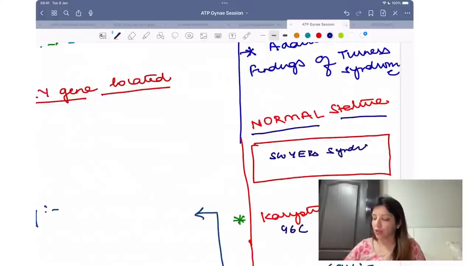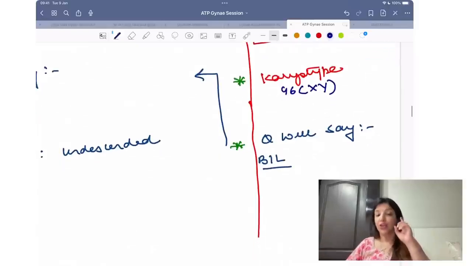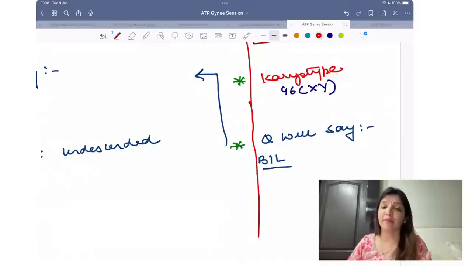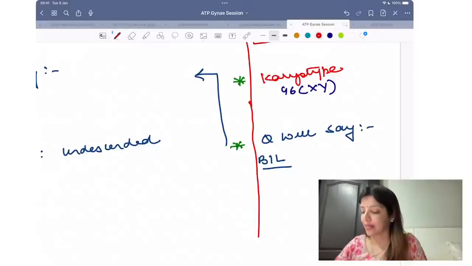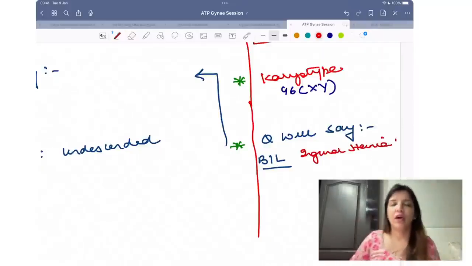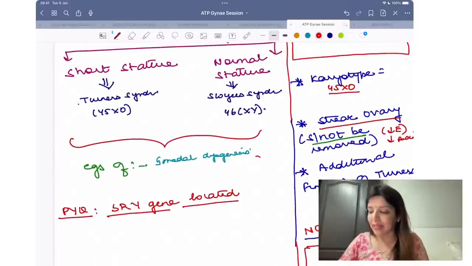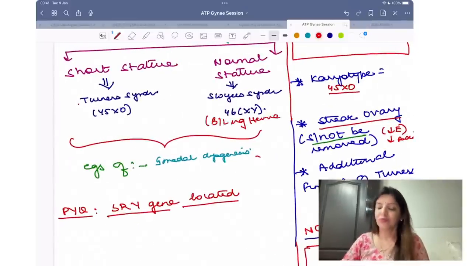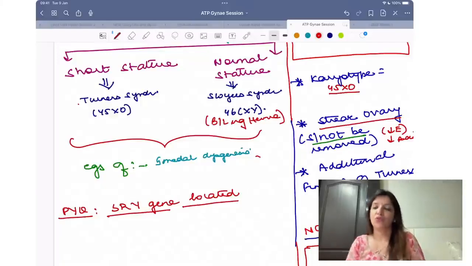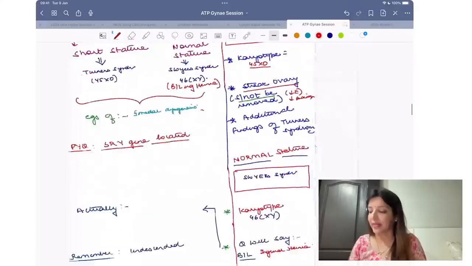In Swyer syndrome, karyotype is 46XY. As I told you, any male who is coming to you with primary amenorrhea, your question will always say that there is bilateral inguinal hernia. Always in the question bilateral inguinal hernia will be given. So whether short stature tells you it is Turner's, or bilateral inguinal hernia tells you it is Swyer's. Is that clear to all of you? Short stature means Turner's, bilateral inguinal hernia means Swyer's, normal stature means Swyer's. Clear to all of you? Are you all understanding?